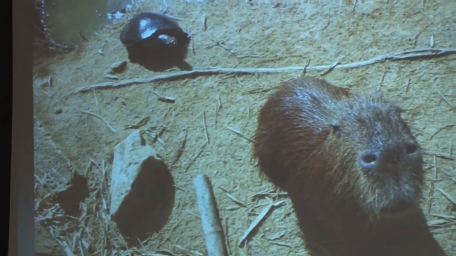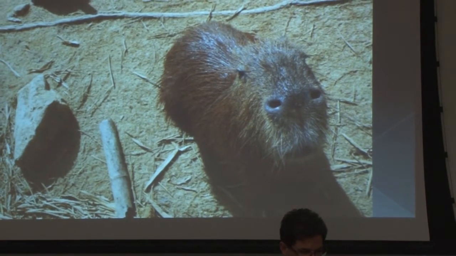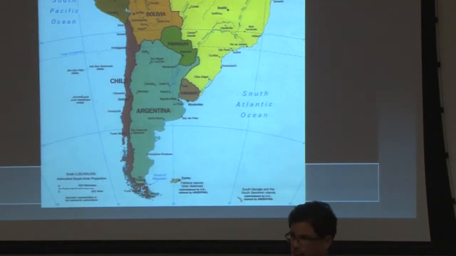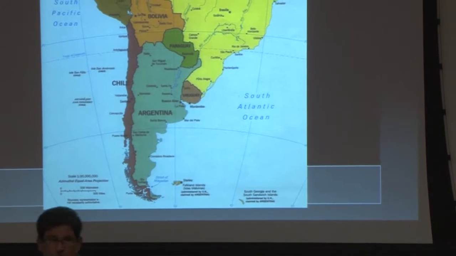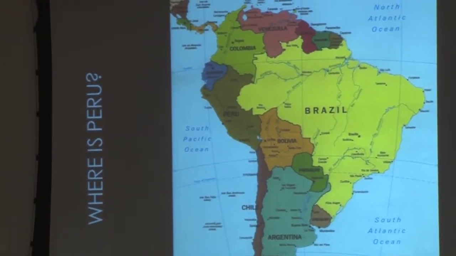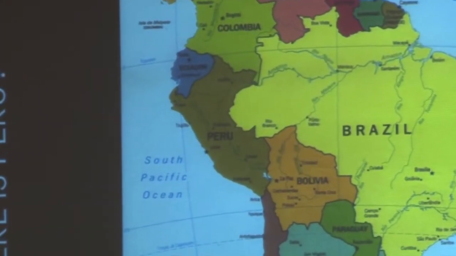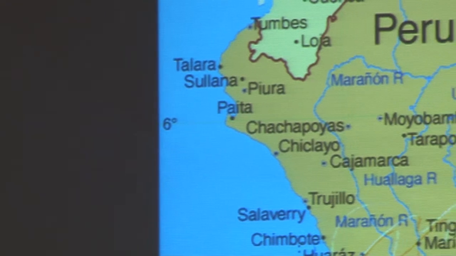Okay, this is a capybara, largest rodent in the world. And they have hair that's like bristles. Where is Peru? South America. Peru is on the west coast, right up there in sort of brownish. And where we work in Peru is right here.